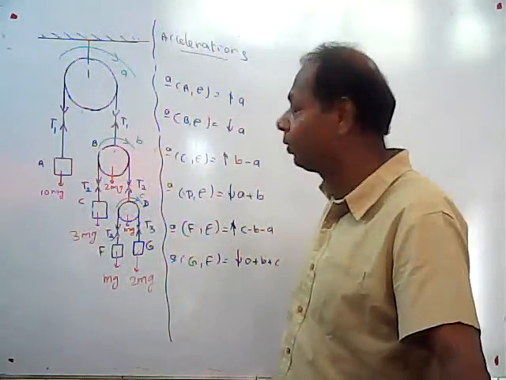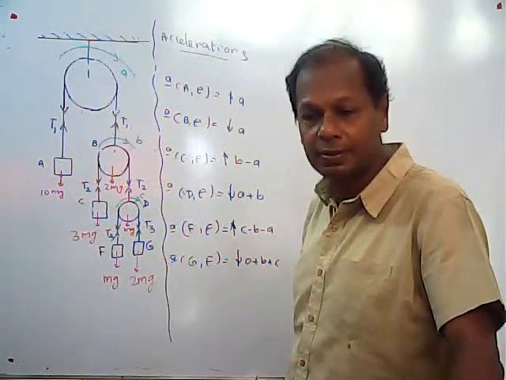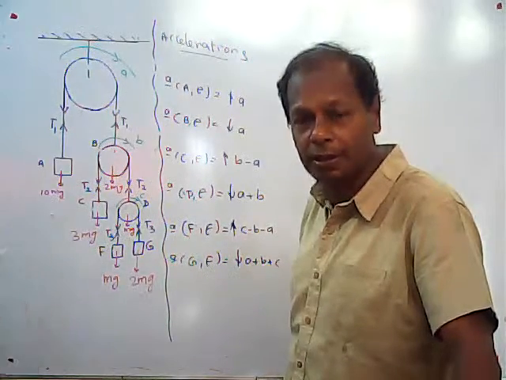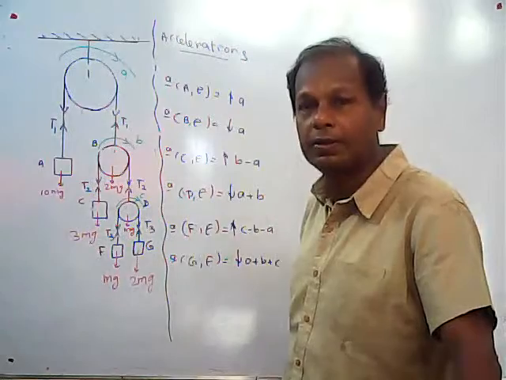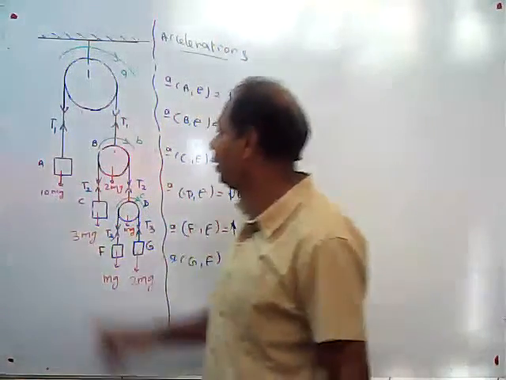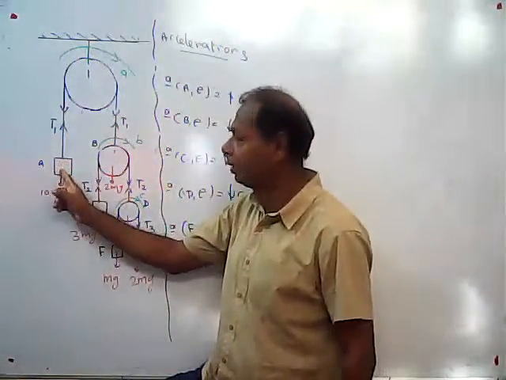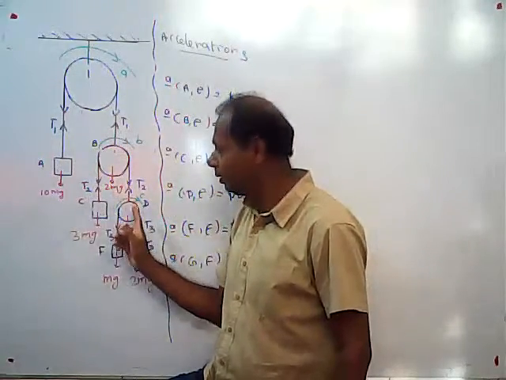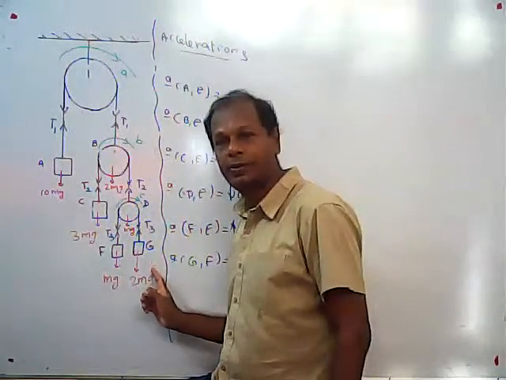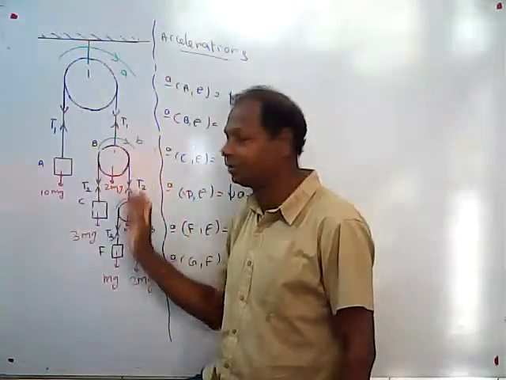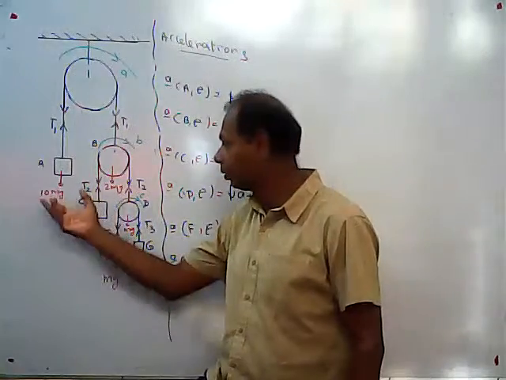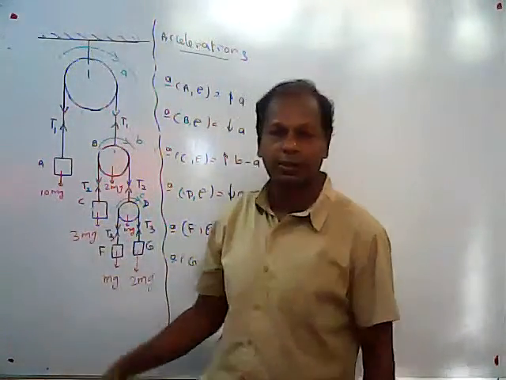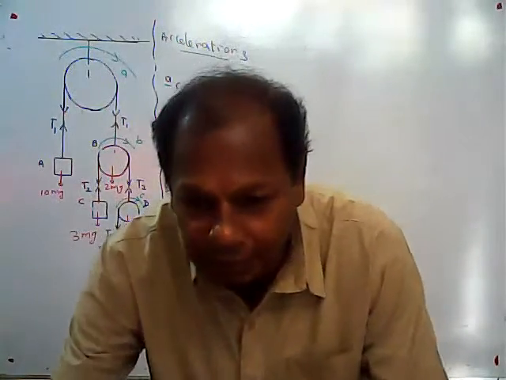Okay, so we want 6 equations. We apply F equals ma to get the 6 equations. Apply it on A, B, C, D, F, and G. So apply F equals ma to these objects, the objects and the moving bodies. So we will get 6 equations, right?